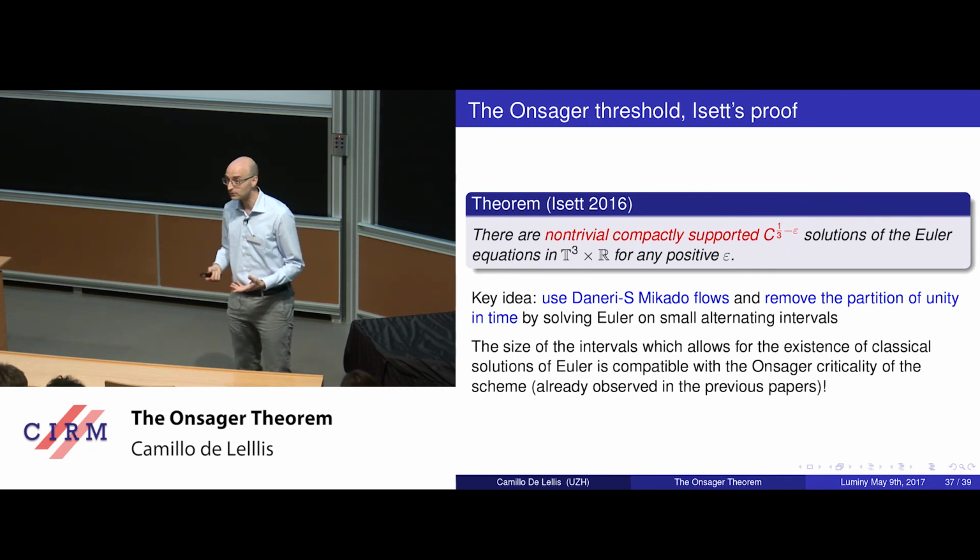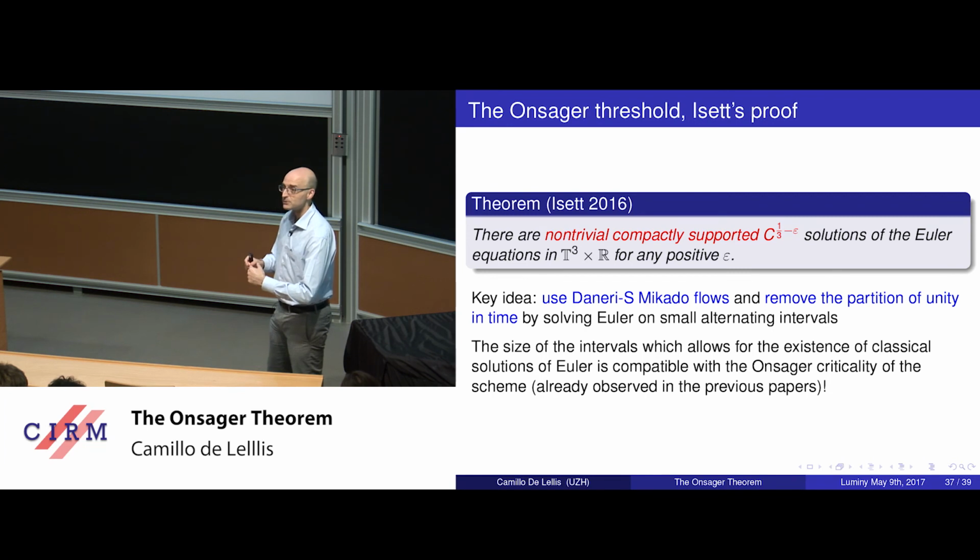And how does he do that? Well, in the intermediate stripes, he solves the Euler equation. He plugs in an exact solution of the Euler equation. Now, of course, when can you do that?